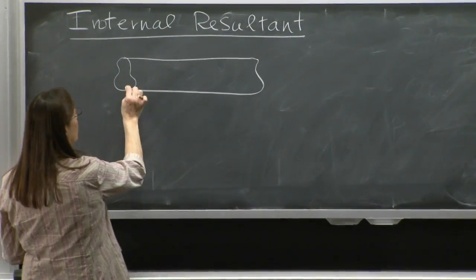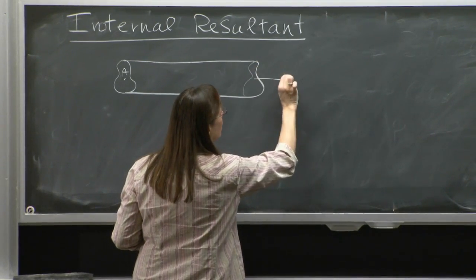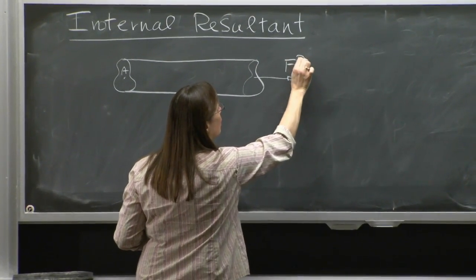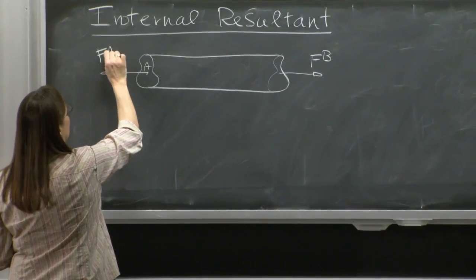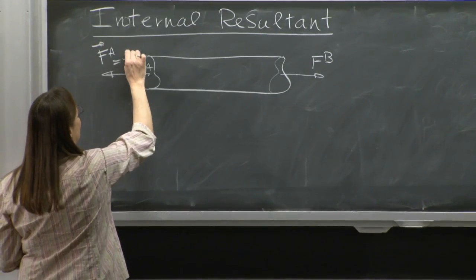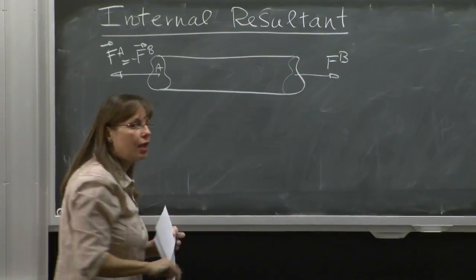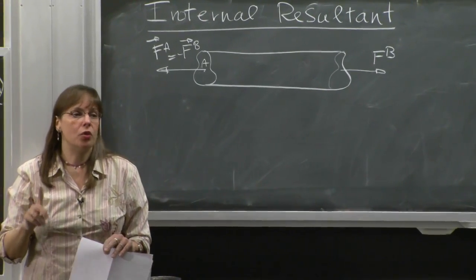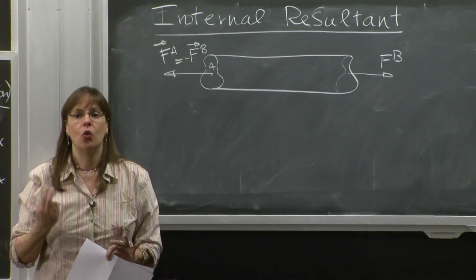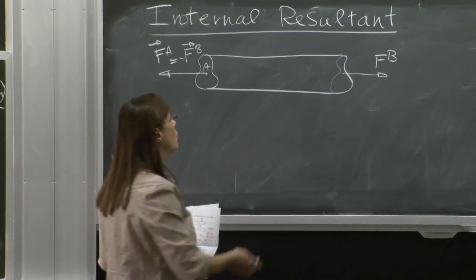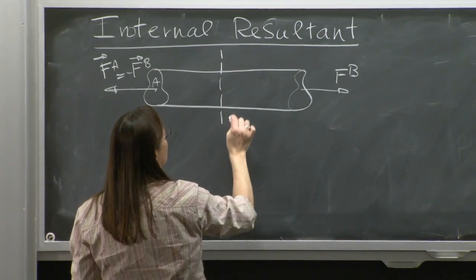This is my point A. This is my point B. I have FB, and I have FA, which now we know is minus FB. We know that because we did it before on the previous board. So now we do one of the most important tools in structural mechanics. We cut the structure. We take a pair of scissors, snip, snip, snip, and we make a cut.